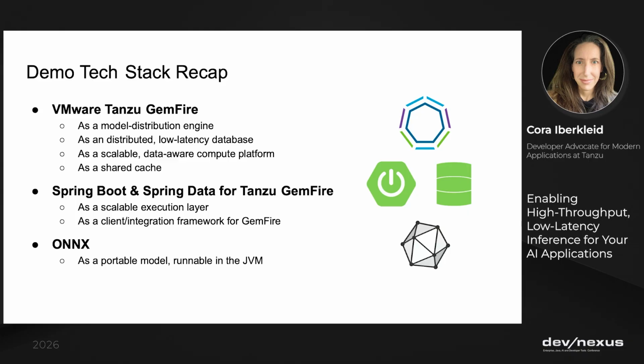It's scalable, as a grid, with a data-aware compute platform, so we can bring our computation to the cluster and make sure that it runs exactly where the data is, co-locating related data if necessary, and as a shared cache for our applications. We're using Spring Boot and Spring Data for Gemfire because all coding is better and easier with Spring, and Spring Data for Gemfire makes integrating with Gemfire easier. And then ONNX was that final key to be able to take a model and run it in the JVM, and take advantage of the fact that Gemfire is also a JVM, so it simplified things even more.